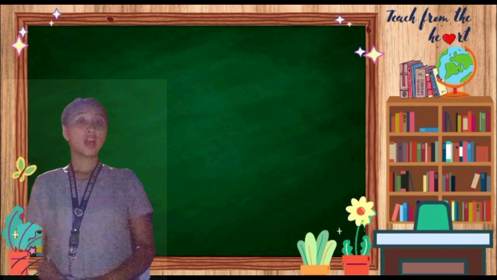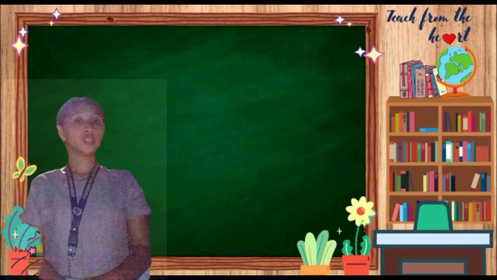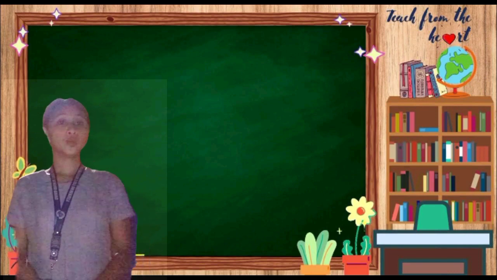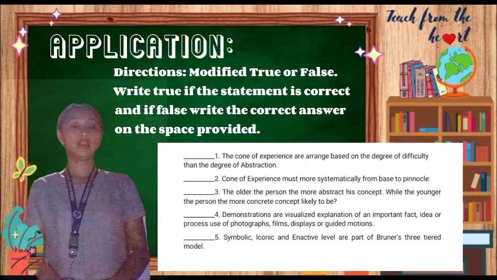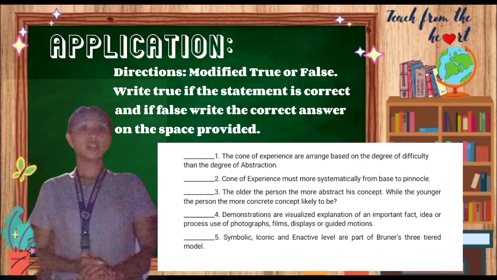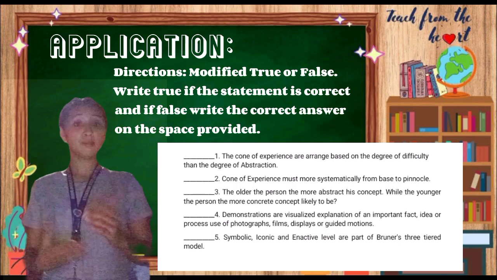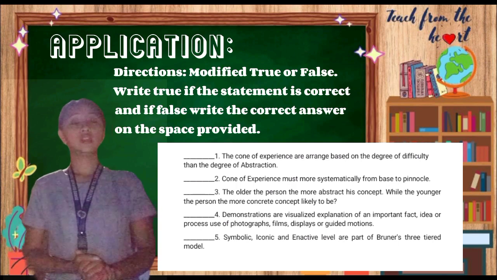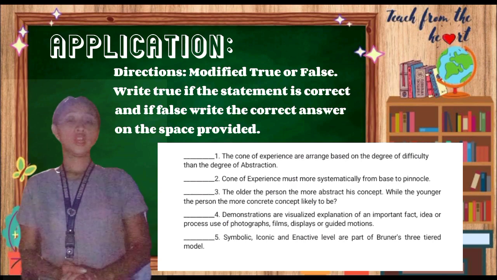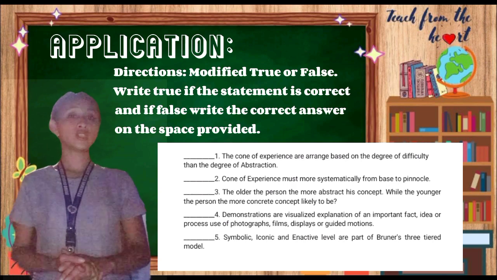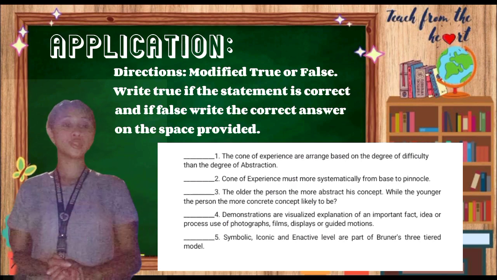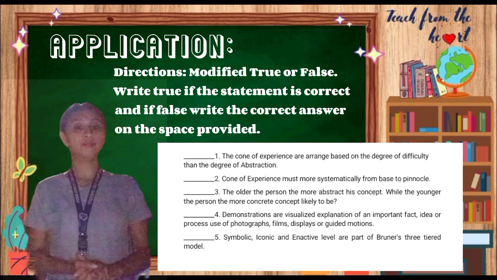Now class, I have a question. Do you want another activity? Okay, very good. So let's have an activity, class. This activity is very easy. And class, I give you 5 minutes to answer this activity. This activity is modified true or false. Write true if the statement is correct, and if false, write the correct answer on the space provided.